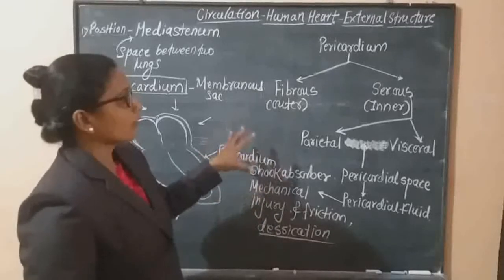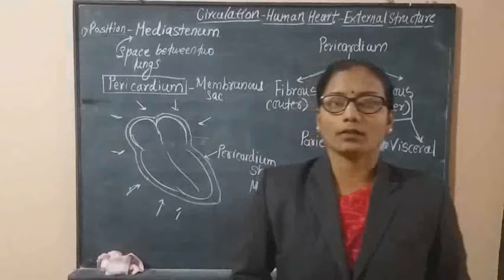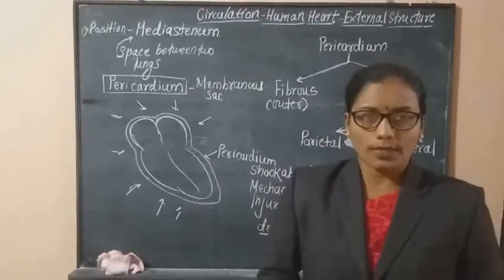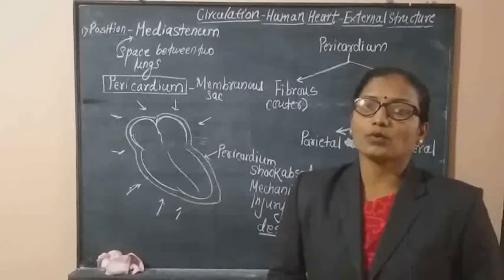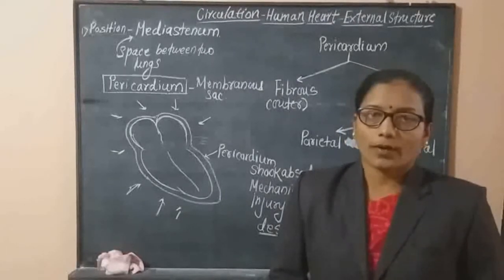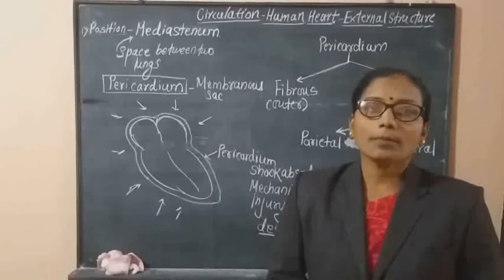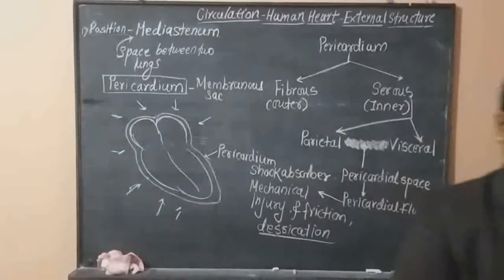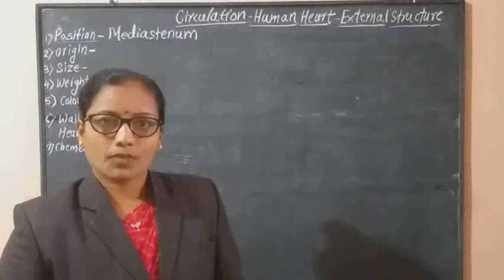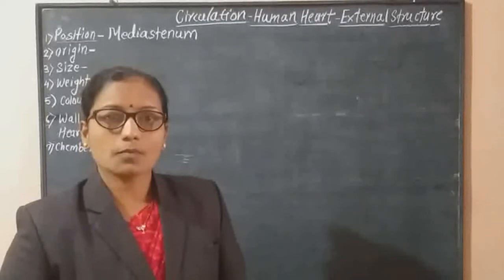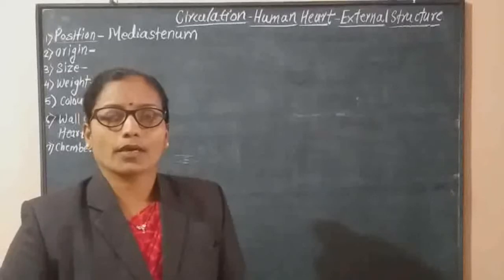This is somewhat the structure about the position of the heart. That is, the heart is located in the human thoracic cavity at the mediastinum, the space between two lungs, and it is also well protected by the sternum, the rib cage and the rib pairs. The sternum is called the breastbone. These ribs, breastbone and the diaphragm, all these structures protect the heart.